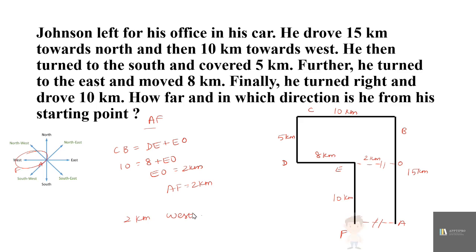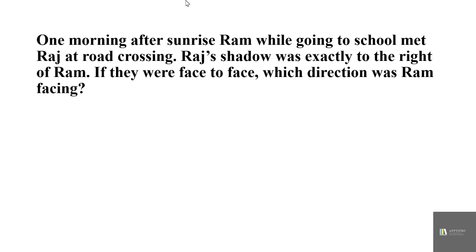Moving on to next question. One morning after sunrise, Ram, while going to school, met Raj at road crossing. Raj's shadow was exactly to the right of Ram. If they were face to face, which direction was Ram facing? So the first clue is sunrise. So we know that sun rises in the east. If sun is in east direction, the shadow will be in west direction.